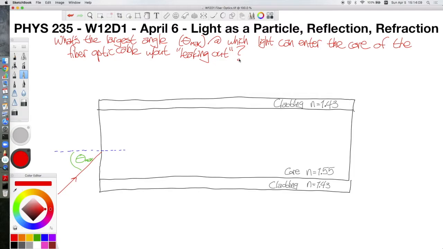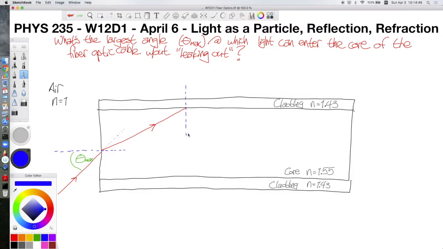So first, I want to draw the path of this ray of light, just to get an idea what's going to happen. If the light had gone straight, it would have continued in this direction, but our light's going to enter a higher index of refraction material. It's going from air on the outside, where n equals 1, into the core with an index of refraction of n equals 1.55. So our light ray will bend closer to the normal and then hit the wall of the fiber optic cable on the top, as so.